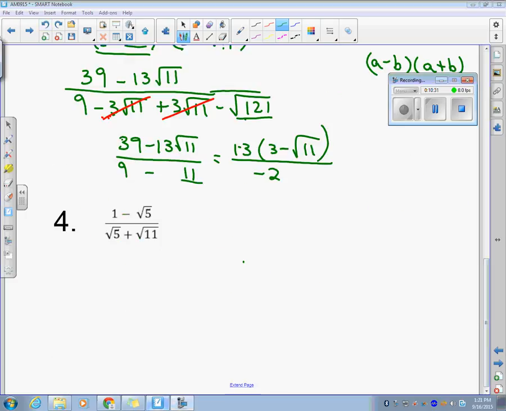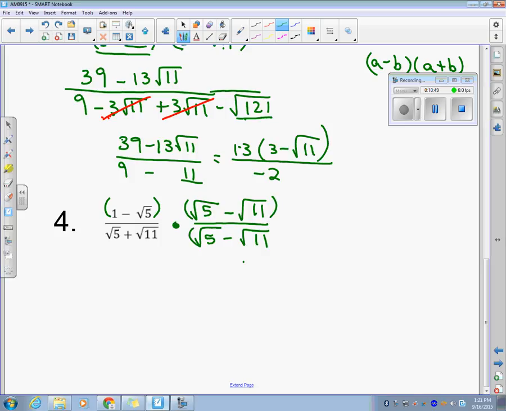Okay. Let's see if we can get this one done. The conjugate for this one is the square root of 5 minus the square root of 11 over the square root of 5 minus the square root of 11. So what happens in this one is that we have to FOIL both the top and the bottom. And in the first one, we just had to distribute. So in example number 3, you distributed the 13. Here you have to FOIL.